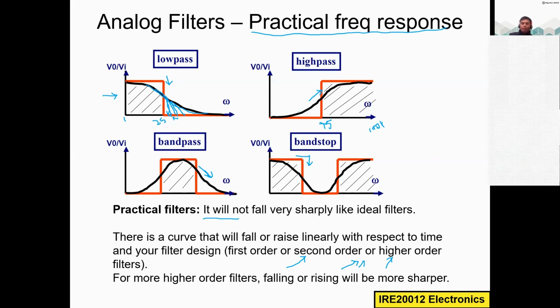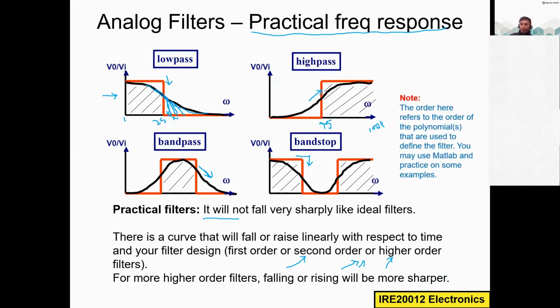Just try to remember, when we go to higher and higher order filters, you will get more and more sharp falling or rising at the output. The order here refers to the order of the polynomial that is used to design or define the filter. You may use MATLAB and practice on some examples. If you are really a MATLAB person, you can download MATLAB. It's free here in the university for academic purposes. You can also design these filters and see the frequency response. You can also use Simulink.